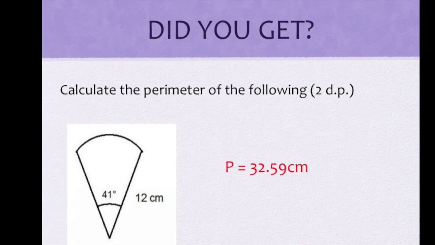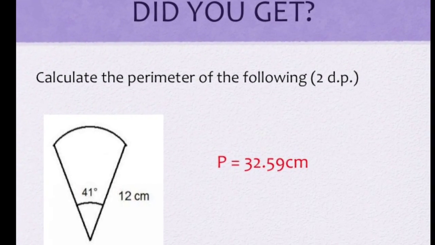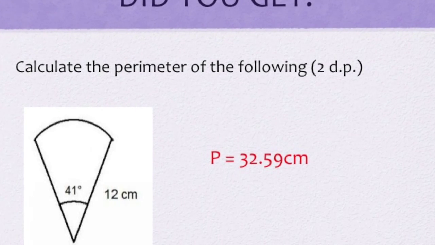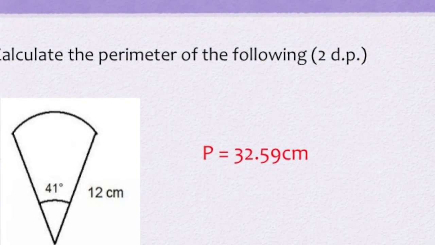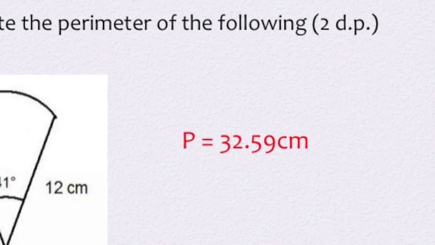So how did you go with that one? Did you get perimeter is equal to 32.59 centimeters? If you got 0.58 centimeters, it just means you haven't rounded correctly. Perhaps that's something we need to practice. If you didn't get anywhere near that, perhaps you need to see me.